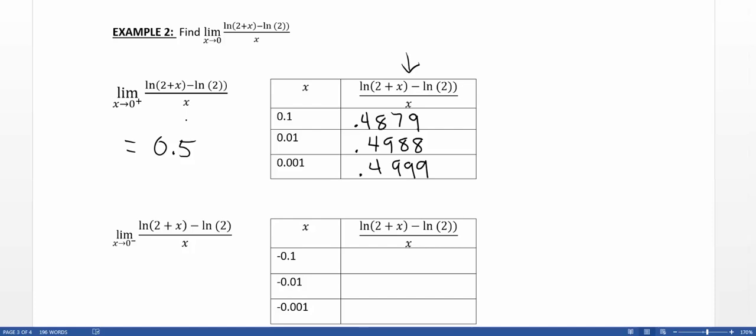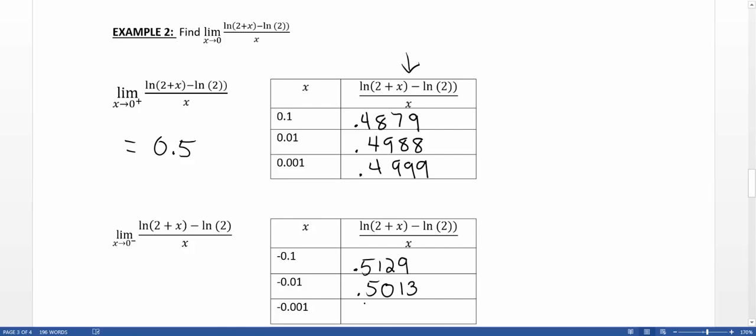Let's also check what happens as we approach 0 from the left. So when we approach 0 from the left, that means we are on the negative side of the number line. So the numbers I pick are going to be negative 0.1, negative 0.01, and negative 0.001. So again, I'm going to plug these numbers into my function to see what the y values are approaching. When I plug in negative 0.1, I get 0.5129. When I plug in negative 0.01, I get 0.5013.